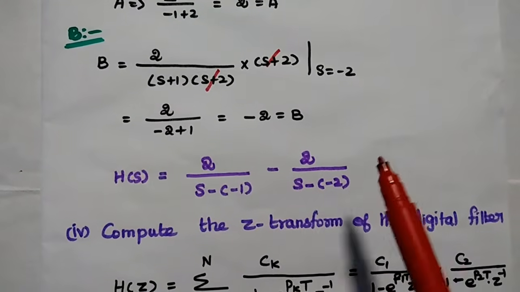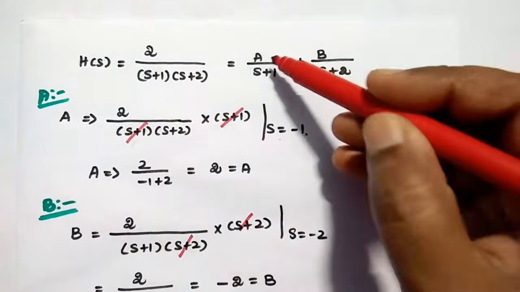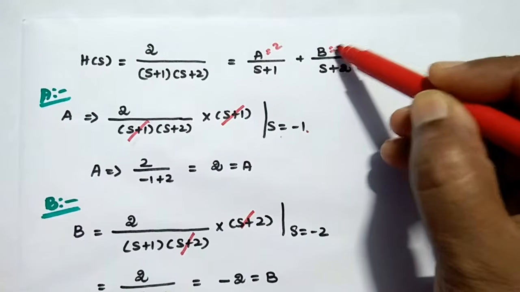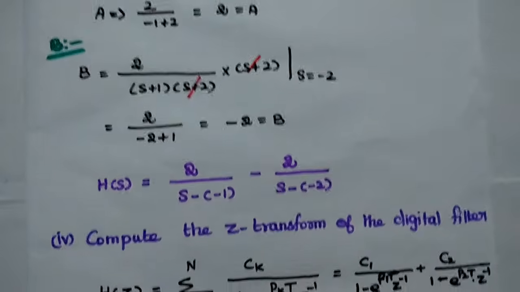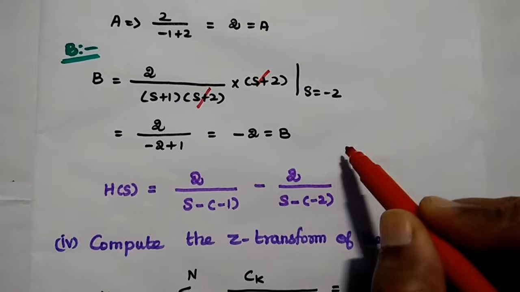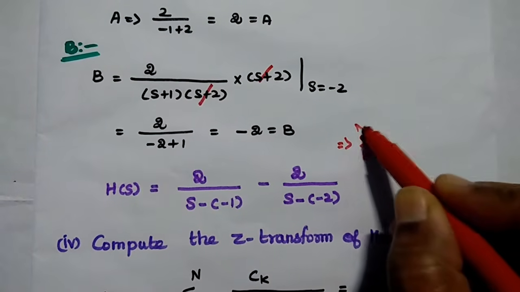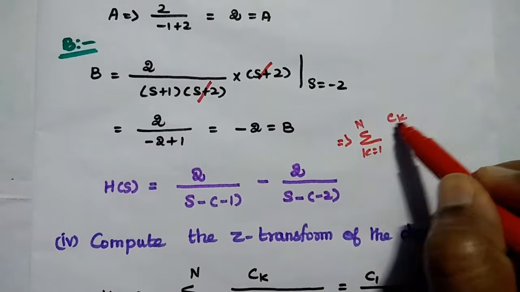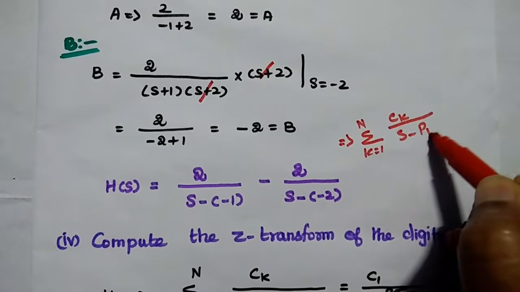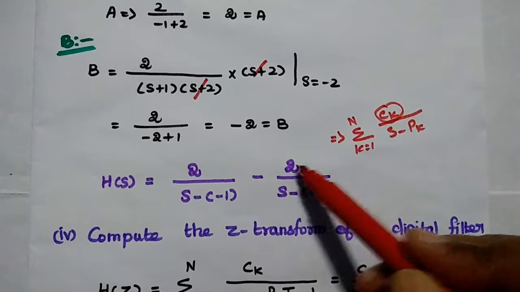So substitute a and b values in this h of s. We can get a is equal to 2, b is equal to minus 2. Correct? So we can write like this. Here in this third step, that format is what? Summation k is equal to 1 to capital N, here it is ck divided by s minus pk. Correct? So here ck is nothing but this a and b values.